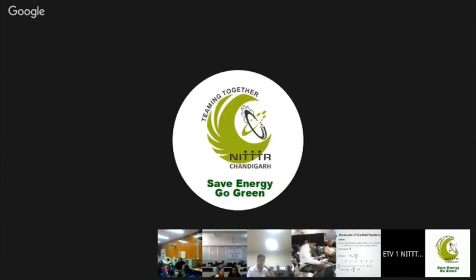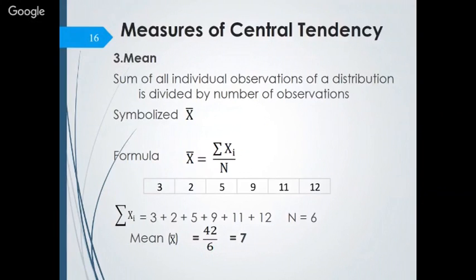Sigma xi means summing all the x values. Here in the example, 3, 2, 5, 9, 11 and 12 are the different values of x. x1 is 3, x2 is 2, x3 is 5, like that the values are there. So we have to add up all the values. Below it is shown that sigma xi is equal to 3 plus 2 plus 5 plus 9 plus 11 plus 12.